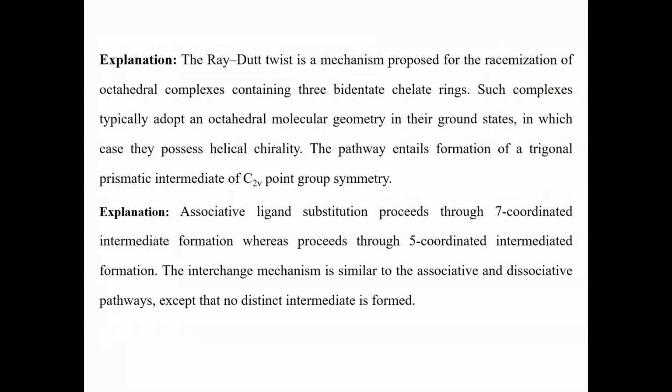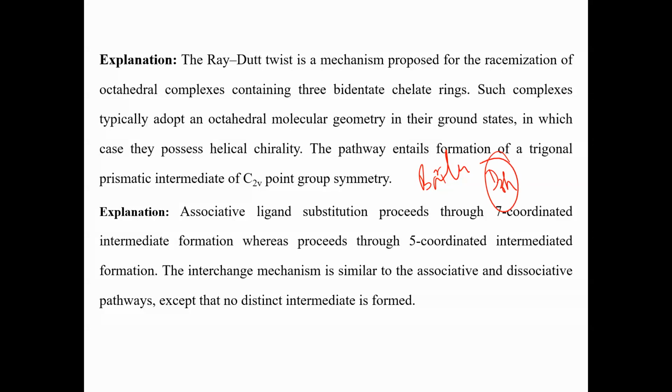The Rây–Dutt twist mechanism is proposed for the racemization of octahedral complexes containing three bidentate chelate rings. Such complexes typically adopt an octahedral molecular geometry in their ground states, in which case they possess helical chirality, right? The pathway entails formation of a trigonal prismatic intermediate of C2v symmetry. But in case of the Bailar twist, it has D3h.